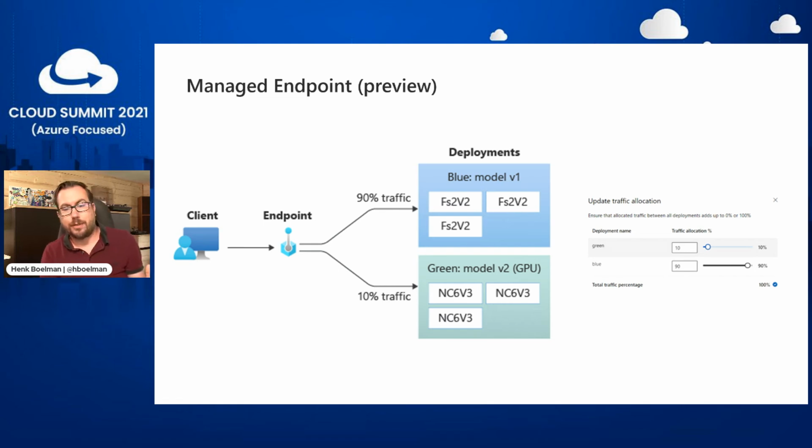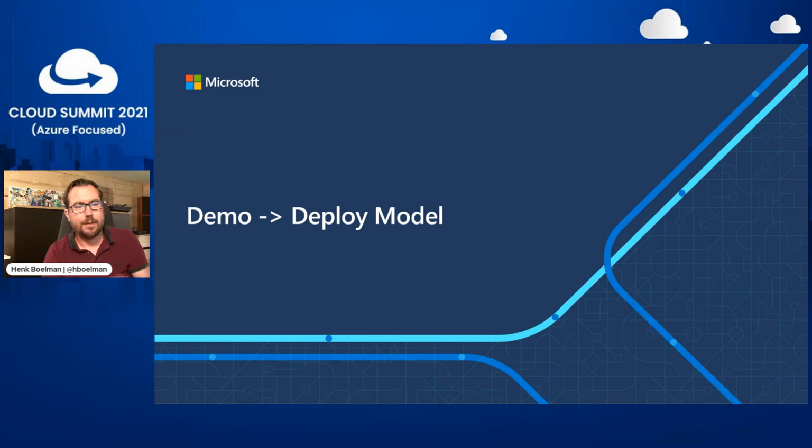And if my deployment for model 2 is better, then I can route all the traffic to that by using the CLI or by just using the visual interface in the ml.azure.com portal. So let's see how that works. I think I still have a few minutes to show you that.